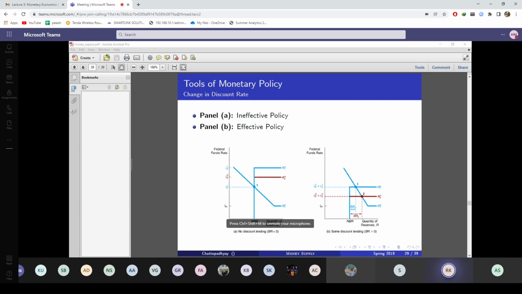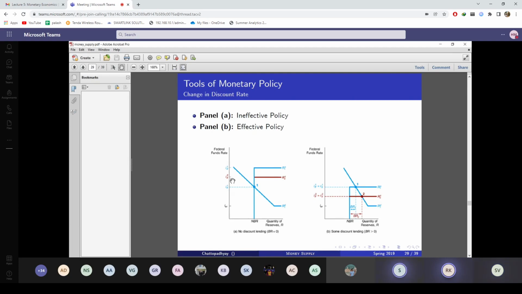Clear, Sriman? Yes, sir. Okay, Sriman, can you tell me that in this panel A, where my interest rate is below my ID, I have seen that you reduce your discount rate, it has no impact on the economy. In this situation, what kind of monetary policy should the central bank use? Open market operations. Required reserves can also be used, right?